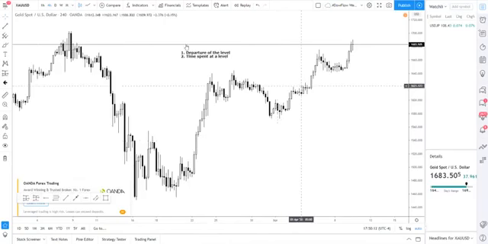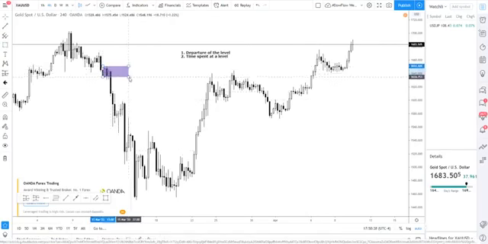Let me just go through the first one. The first one is departure of the level. When you look at a chart, you have to ask yourself this question: did price actually explode impulsively in a single direction off a level? Now what do I mean by this? Let me just show you an example over here.